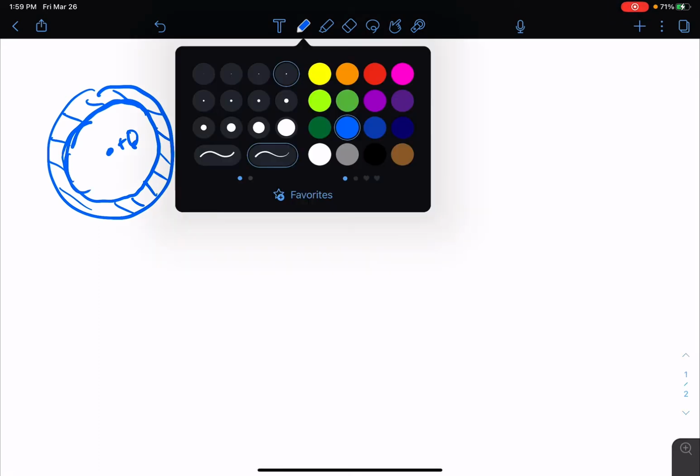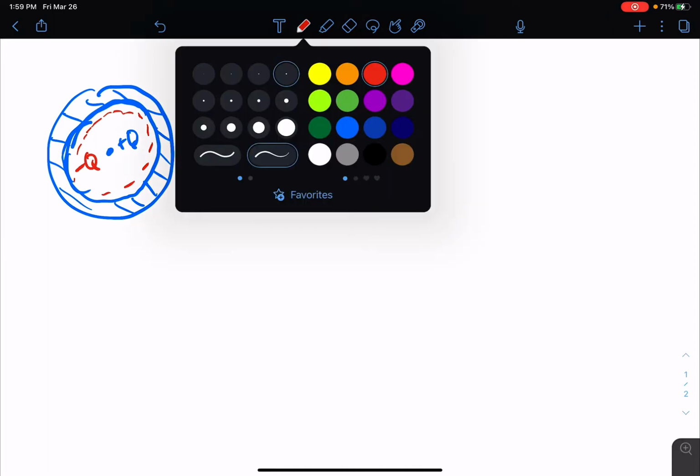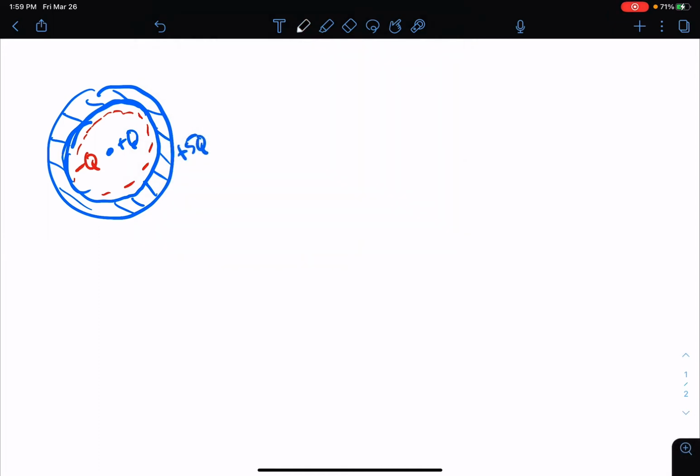The first thing to consider is the fact that there is a plus Q right here. So no matter what, when you end up with a charge on this inner layer, it's going to have to be minus Q by induction. Okay? And the reason that's true, if I switch colors here, if we make a Gaussian sphere here, that's supposed to be a Gaussian sphere.